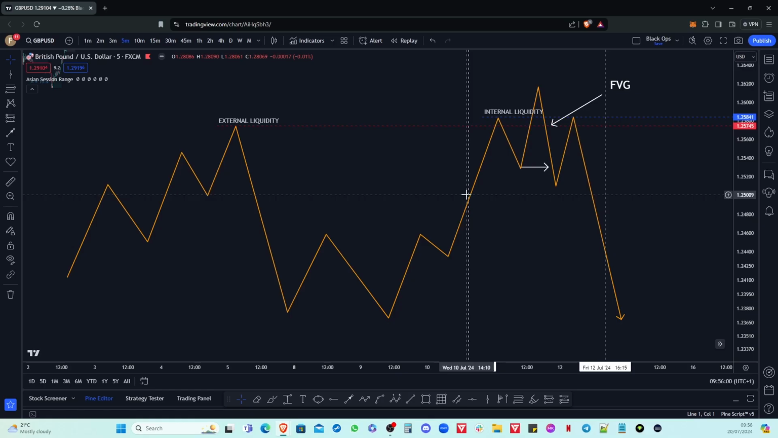Things to avoid. Okay, so when it comes to avoiding taking this trade, from my backtesting, where the losses are is generally when you're taking this trade towards the end of the New York session.